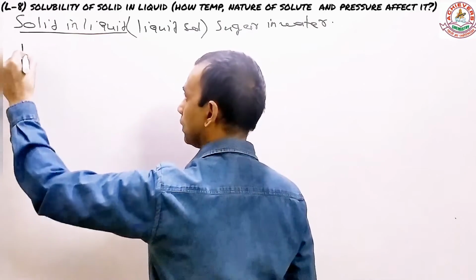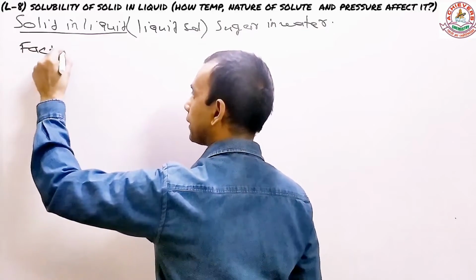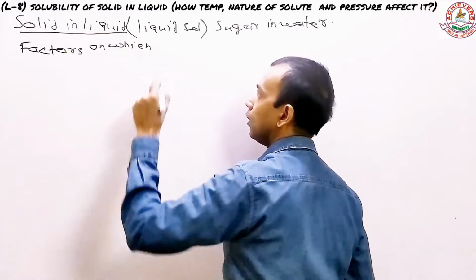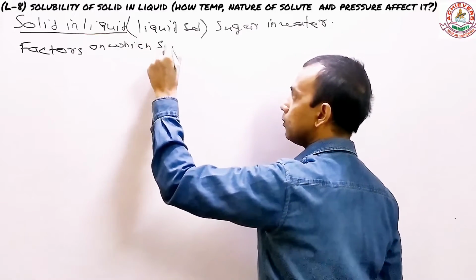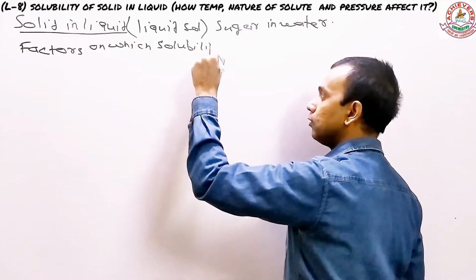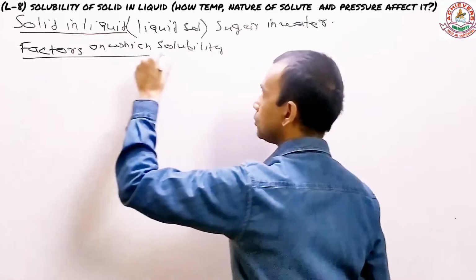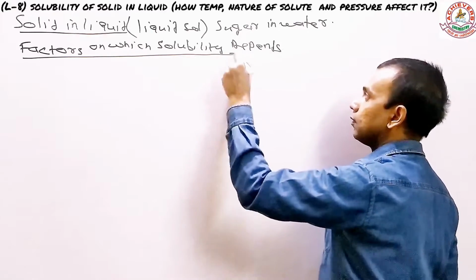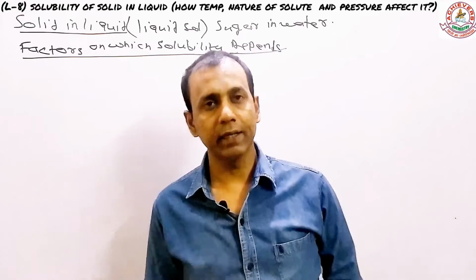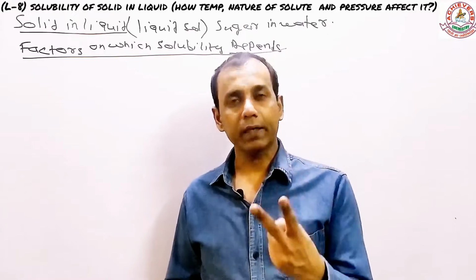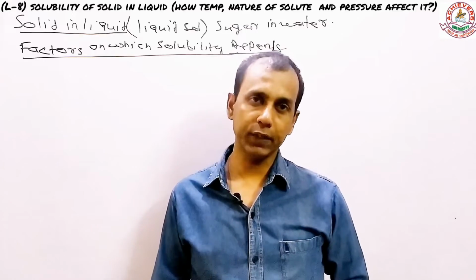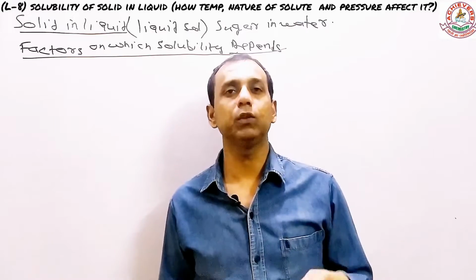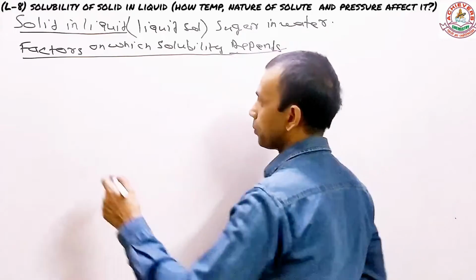So the next thing I'm about to describe is factors on which the solubility depends. On a broader scale, there are actually two factors that describe the solubility of solid in liquid, right? And a third one, which doesn't play an important role, but it's still something you have to be aware of. So what are the 3 factors I'm talking about?